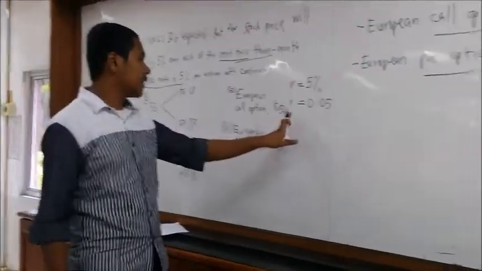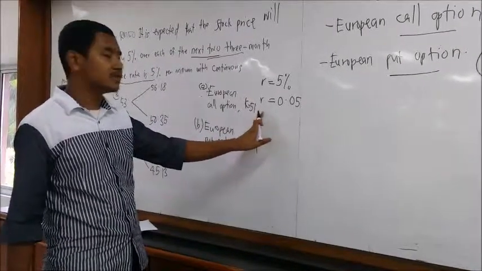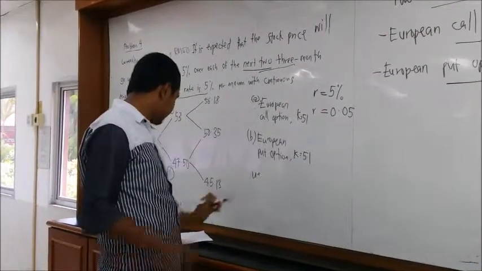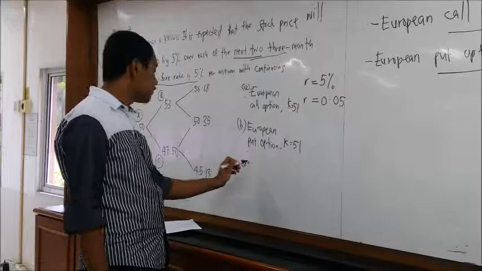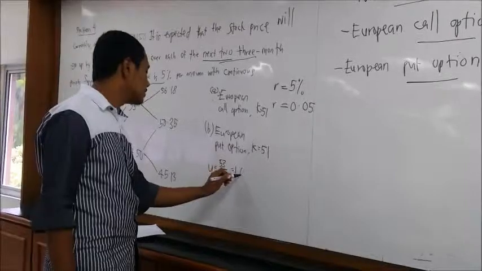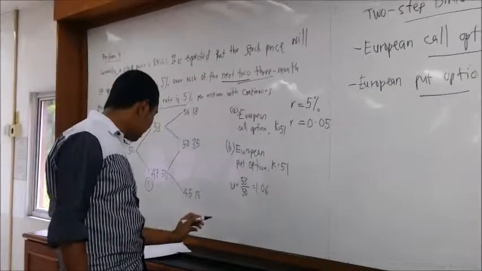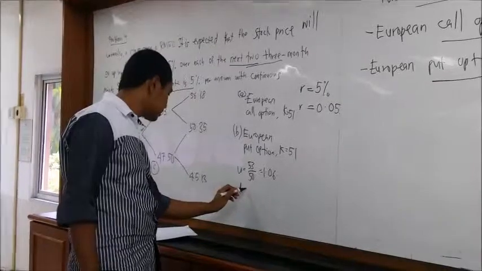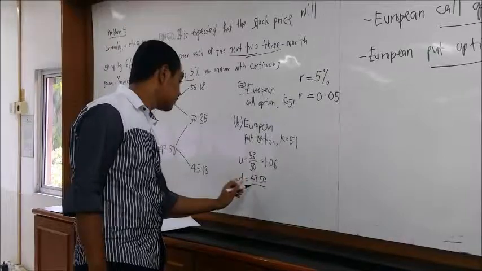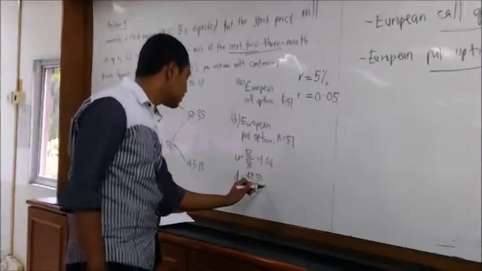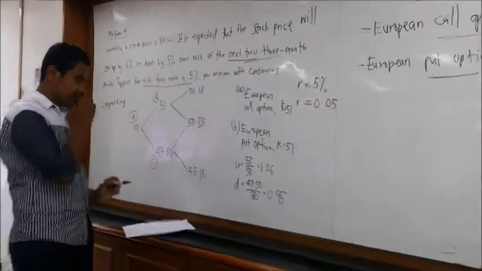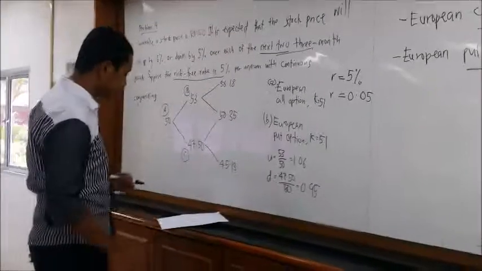Next, we already have the strike price, which is 51. Our U is 53 divided by 50, which equals 1.06. Our D is 47.5 over 50, which equals 0.95. This is the information that we get from the equation.